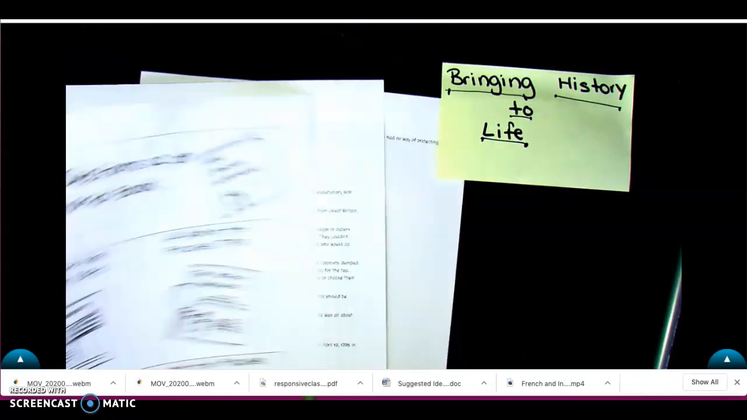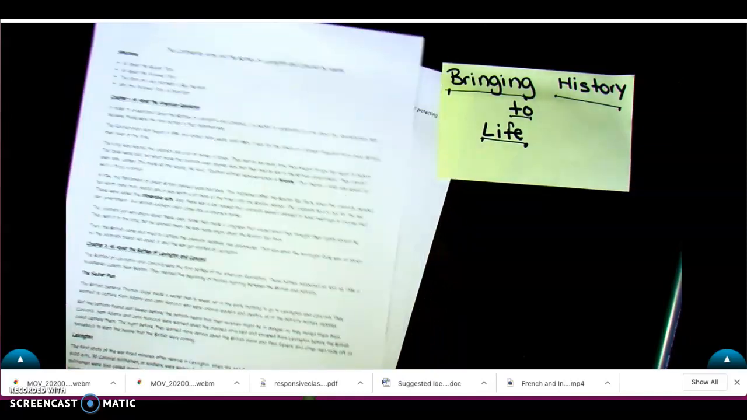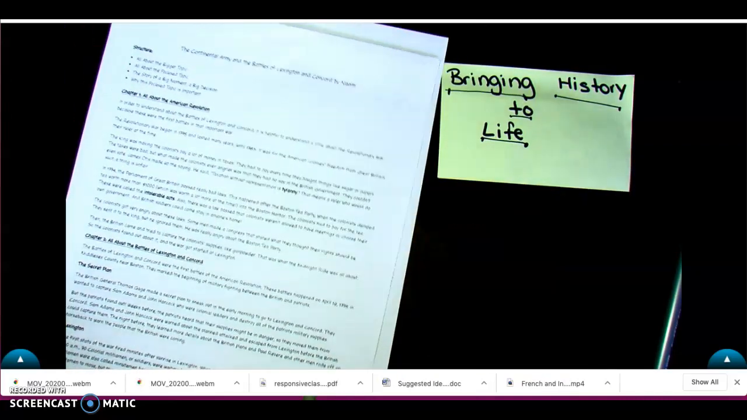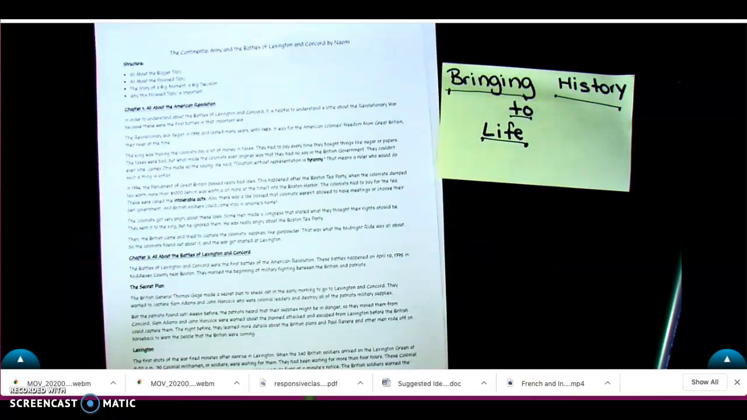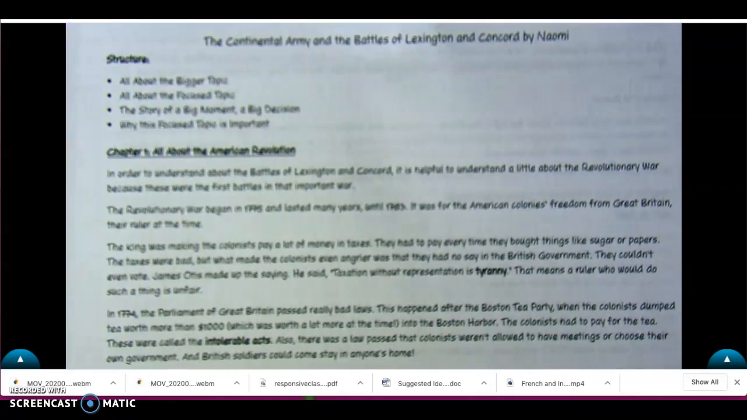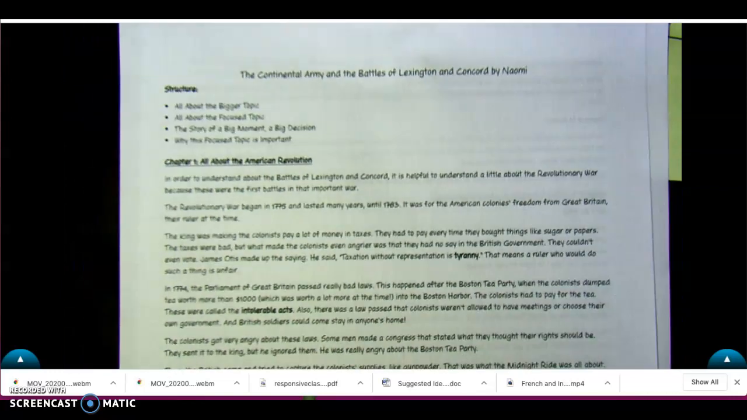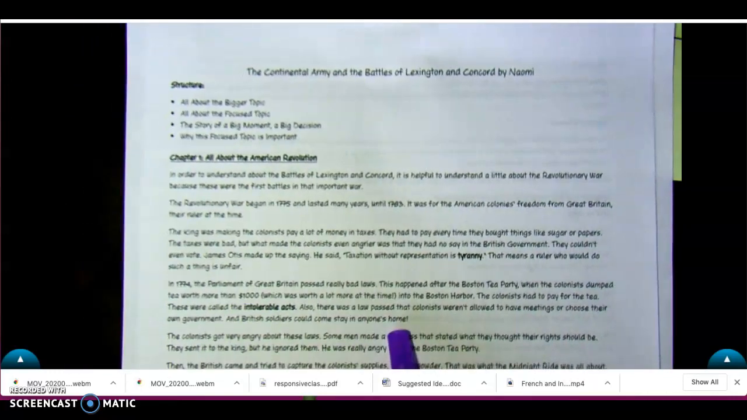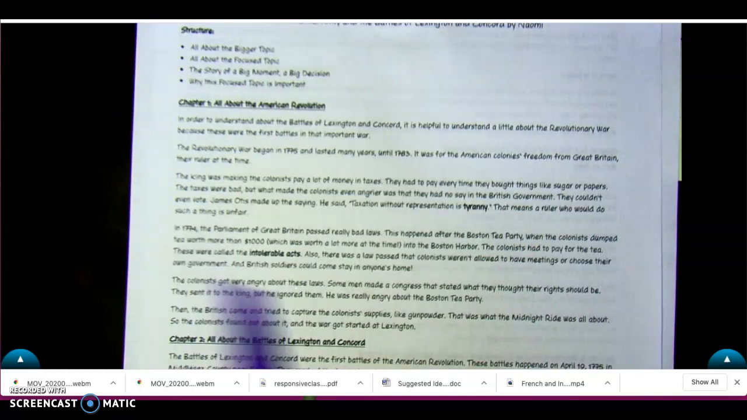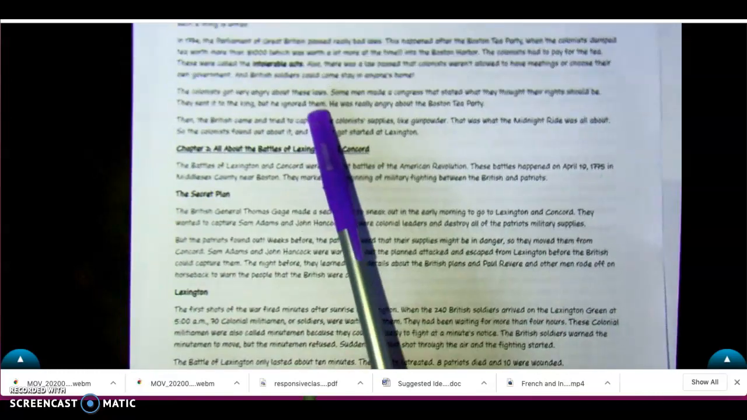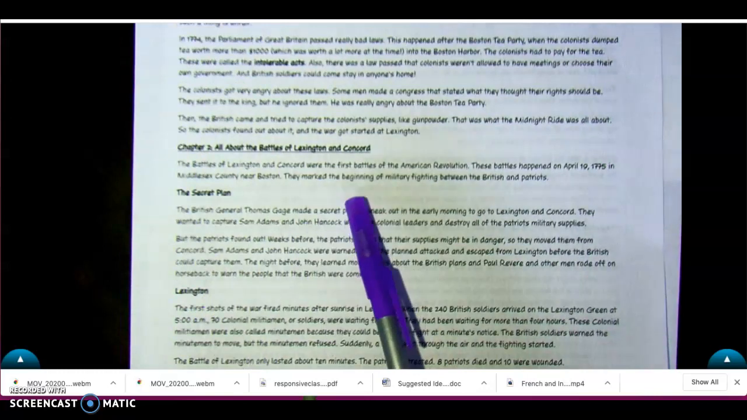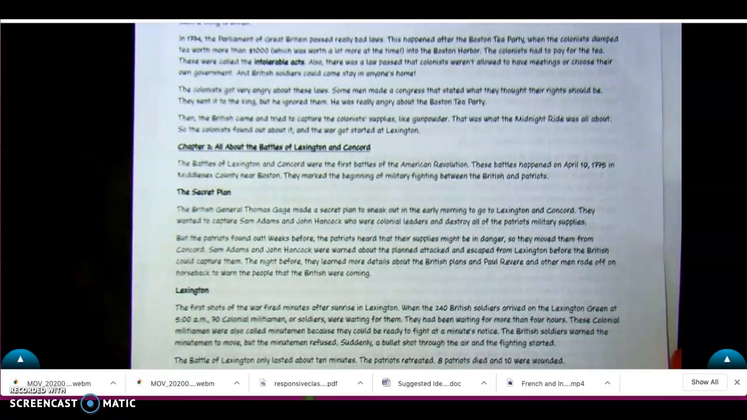And here is an example that I will post online. I know it's kind of hard to see. This is just an example of one of the books from a student. Let's see if I can zoom in for you guys. Okay, so chapter 1, they have all about the American Revolution here. You can see it's in a summary form. Chapter 2 is all about the Battle of Lexington and Concord, right? But here you'll notice they have subtitles within chapter 2, allowing them to go into deeper detail and do even more research about one specific topic.